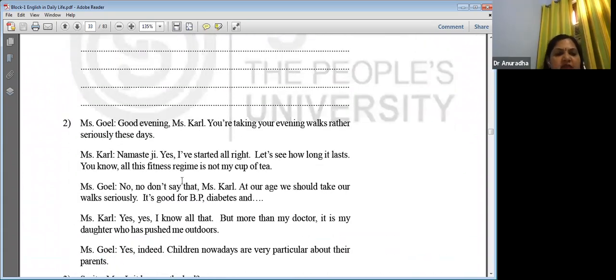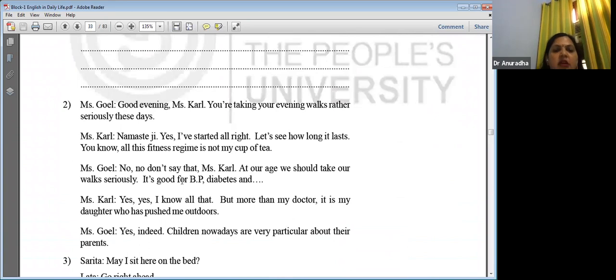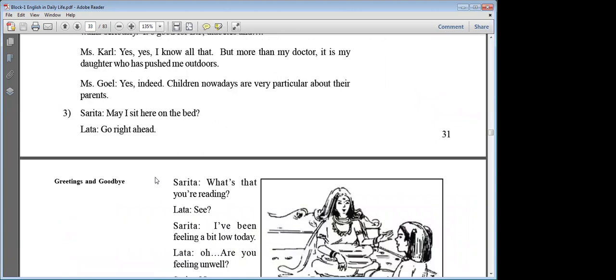Okay, next is Miss Goyal. Good evening, Mrs. Khan. You are taking your evening walks rather seriously these days. Miss Khan, namaste ji. Yes, I have started, all right. Let us see how long it lasts. So it is a casual conversation. Koi aisa nahi hai, simply they are asking ki evening walk start kar diye hain. To another one is time ho gaya ji.